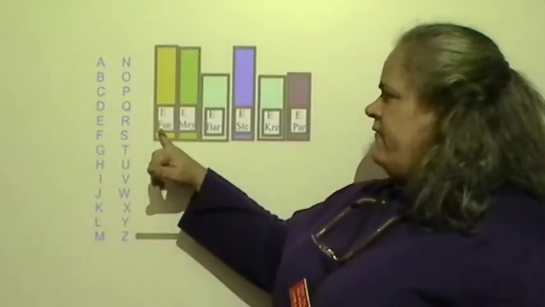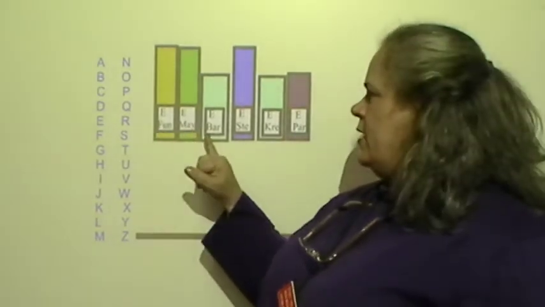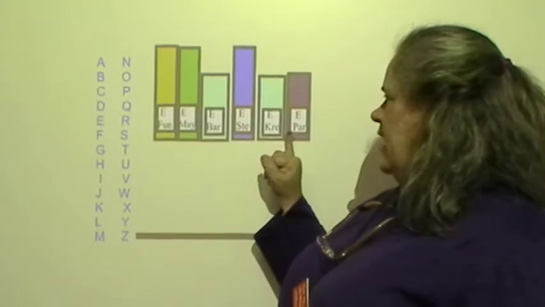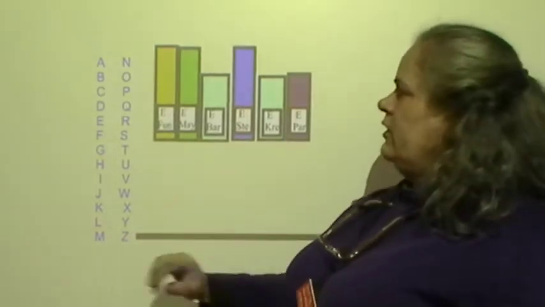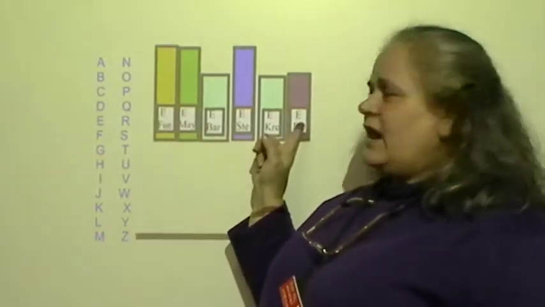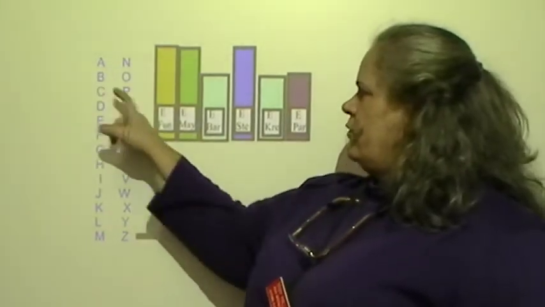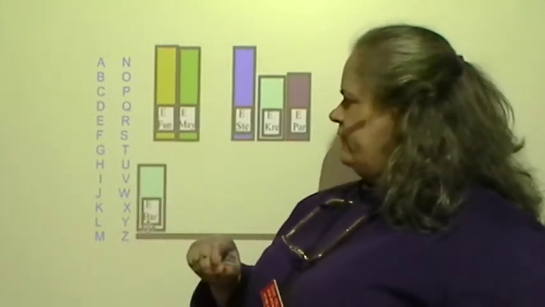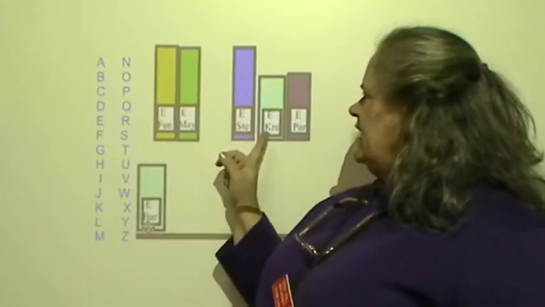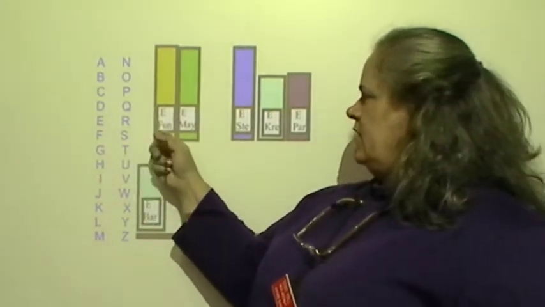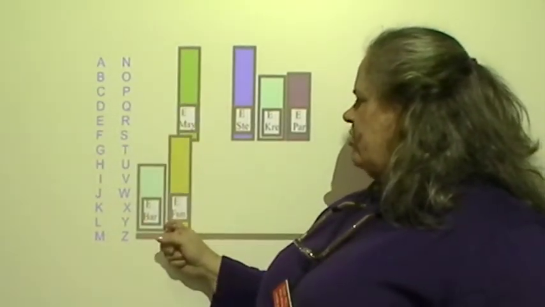We have an F, an M, a B, an S, a K, and a P. So if we look over at our alphabet, we see we don't have one last name that begins with an A, but we do have one that begins with a B, so that will be our first book on the shelf. Then we don't have a C or a D or an E, but we do have an F. So let's put our F as the second book on the shelf.